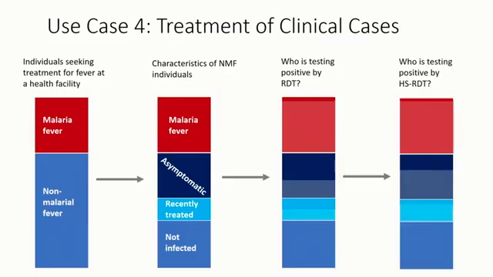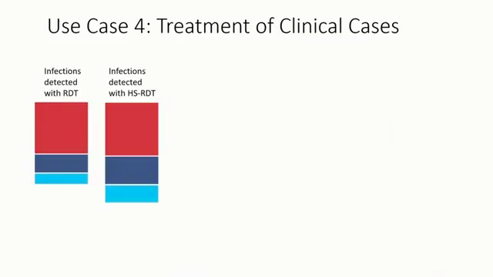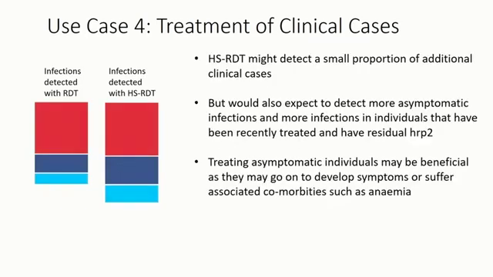So by switching to an HSRDT, maybe you'll get a few more clinical cases detected, but you're also going to get potentially a lot more asymptomatic cases detected and a lot more recently treated people detected. So just counting up these shaded areas, this is the addition. These are the people that are being detected with an HSRDT compared to an RDT. And basically you'd expect more infections to be detected by switching to this test, of which most may not have malaria as their primary cause of fever.